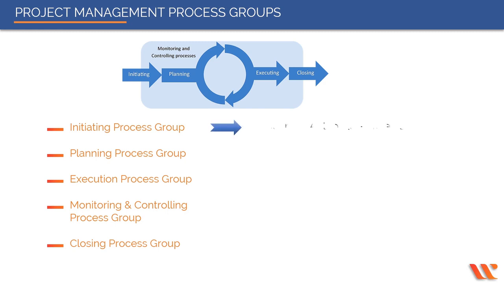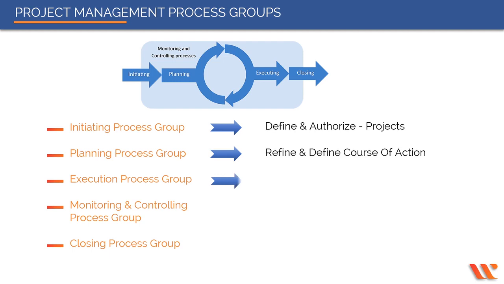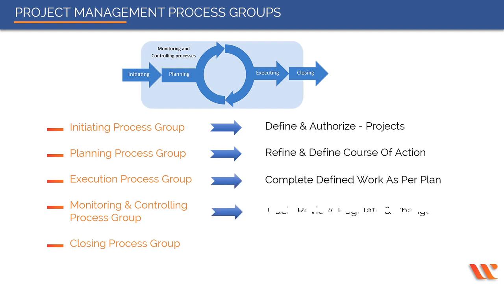During the initiation process, you define and authorize projects. In the planning process, you refine and define the course of action. In the execution process, you complete the defined work as per the plan. In the monitoring and control process, you track, review, regulate and change. In the closing process, you finalize and get approval.